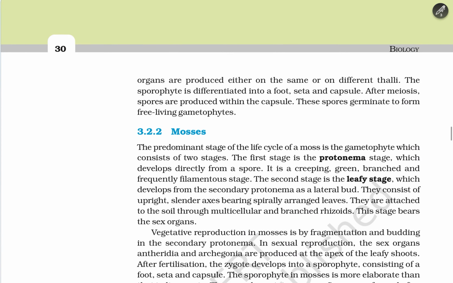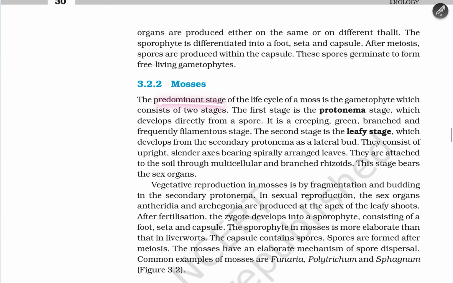During sexual reproduction, male and female sex organs are produced either on the same or on different thalli. The sporophyte is differentiated into foot, seta and capsule. After meiosis, spores are produced within the capsule. Spores germinate to form free-living gametophytes, which are the predominant stage of the life cycle.